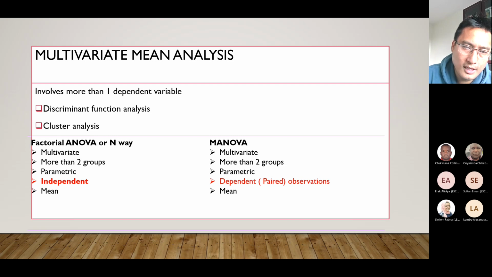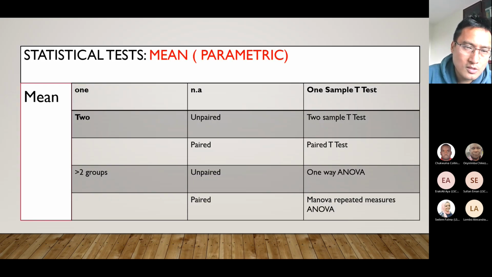Would you use factorial ANCOVA or MANCOVA? Factorial. Okay, so the only difference is independent and independent. Keep that in your mind. Okay, so the same thing, I think this is just a simplified version of the things that we have already covered before, more in the table.